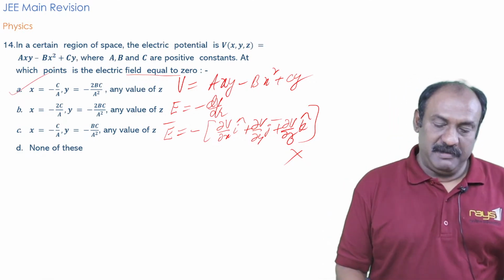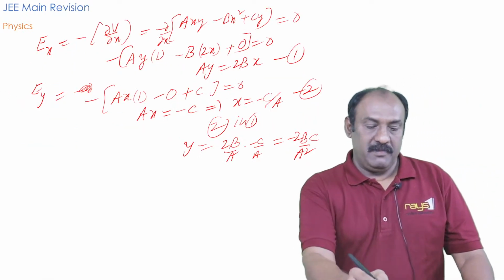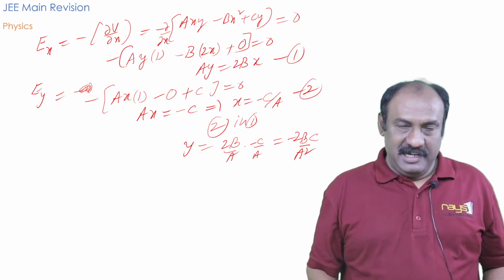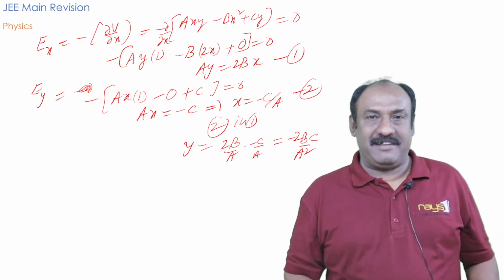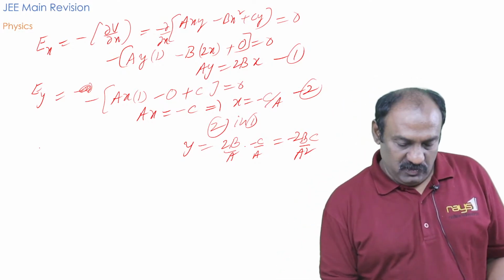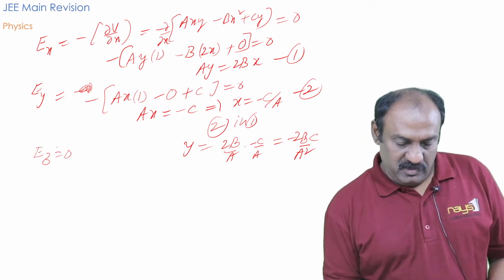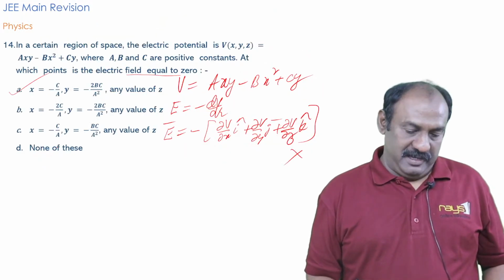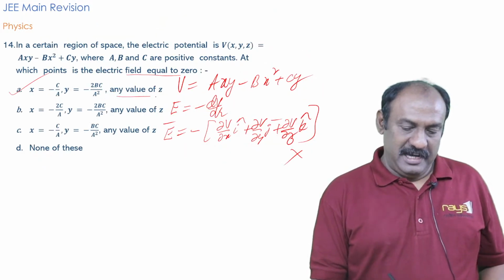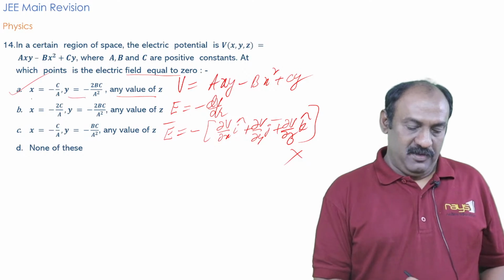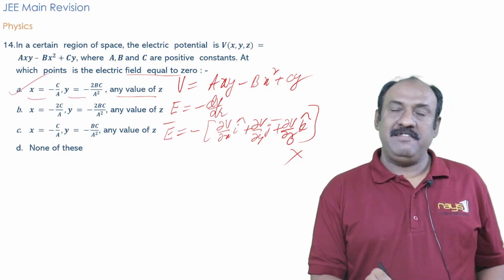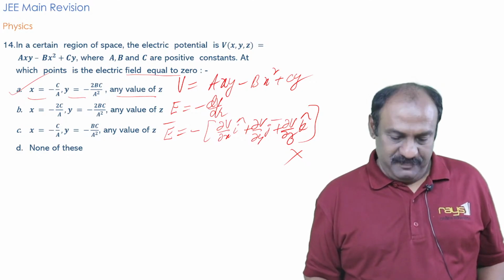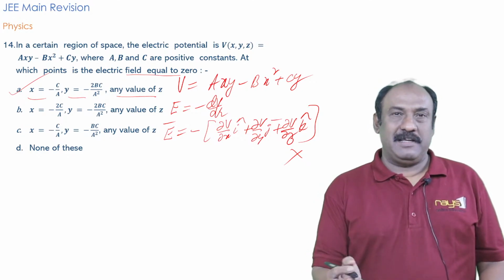So for question number 14, answer is A. So what I did here? I did partial differentiation of the given potential function with respect to x and y, but there is no z term, so Ez is 0. So it can be valid for any value of z. So for any value of z and for y value and for x value I calculated. So here at this point net electric field intensity is 0. So simple calculation it is.